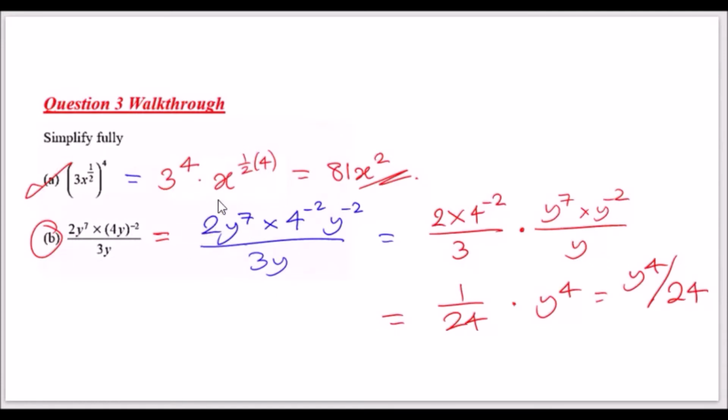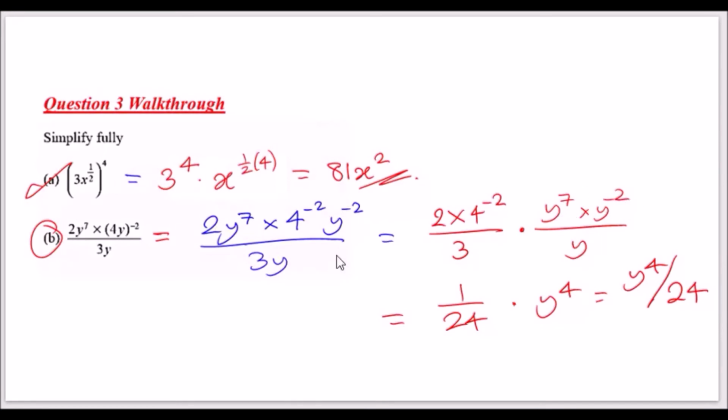So we've got 2 times 4 to negative 2 over 3. You can put this in your calculator like this, and it should give you 1 over 24. Done. As for the y terms, you've got y to the 7 times y to negative 2. These two combined will give us y to the 5, because when you're multiplying, you add the powers. So 7 plus minus 2 is 5.